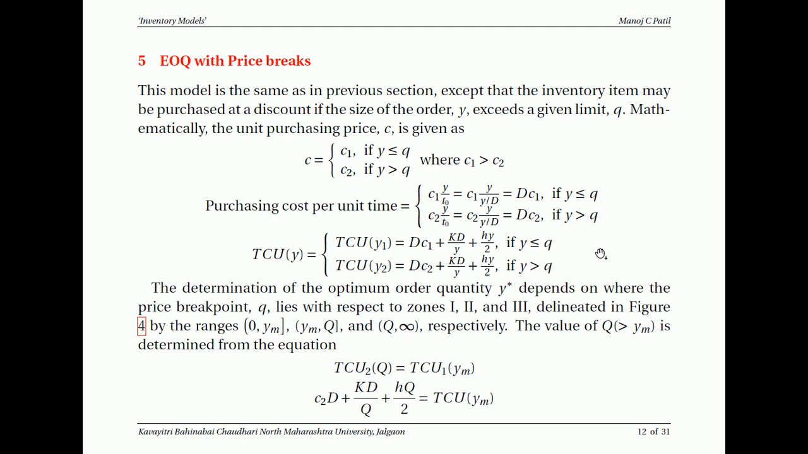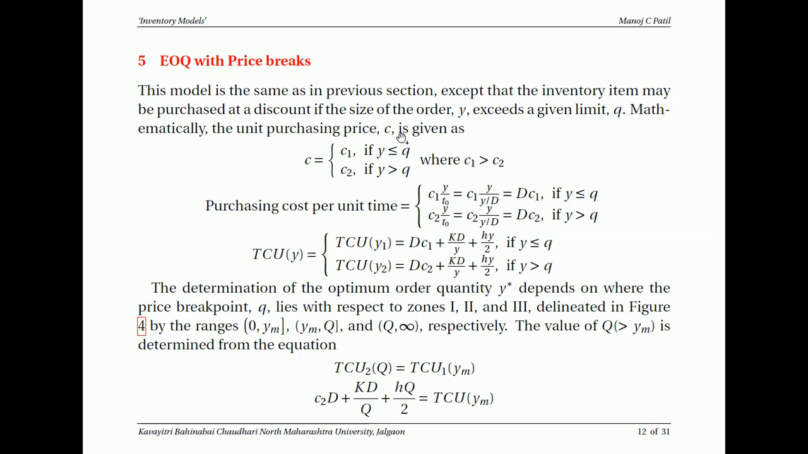Now, many times what happens is that whenever we order higher quantities, for example, if we order 100 units there is one price per unit, and if we order 115 units the price is different. It is called price breaks, in which we create the difference.